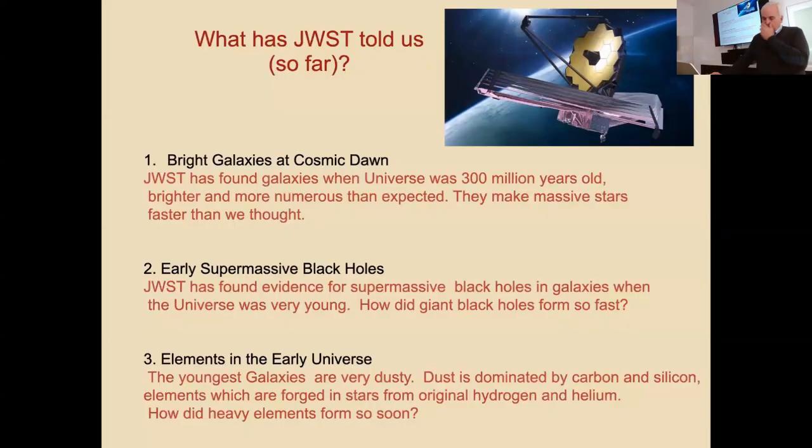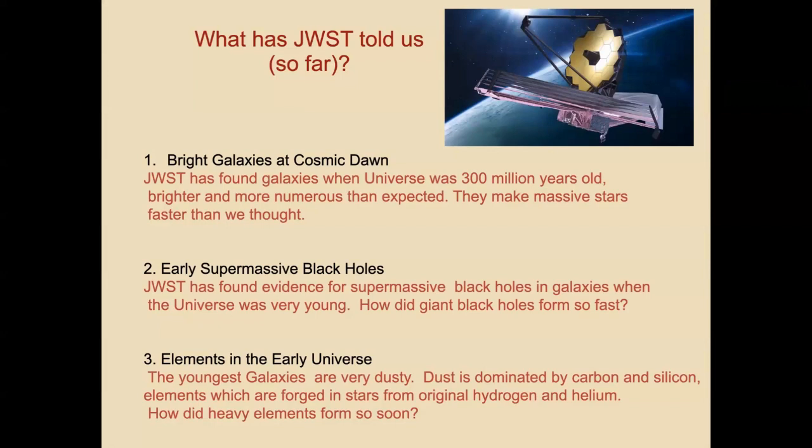Okay, so where are we now? So we've found galaxies when the universe was 300 million years old. We've never seen anything like this before. So this is all new. They make massive stars faster than we thought. There's evidence now, which seems, I think, getting stronger, that there are supermassive black holes, that is, black holes on the order of millions of solar masses.